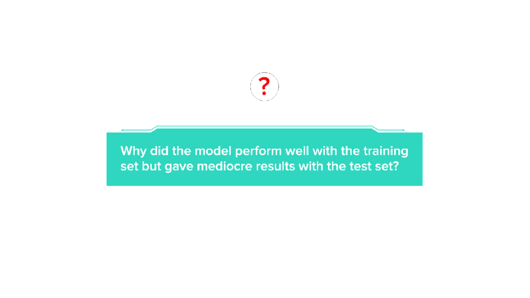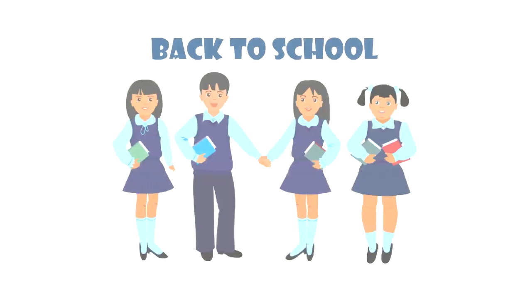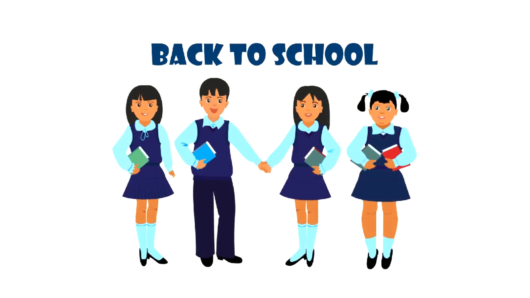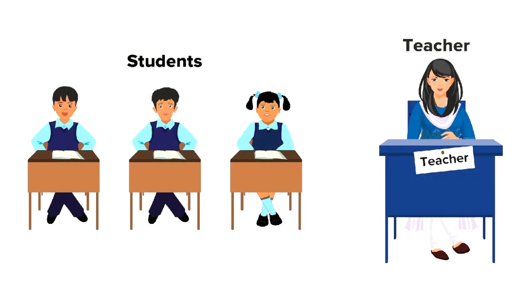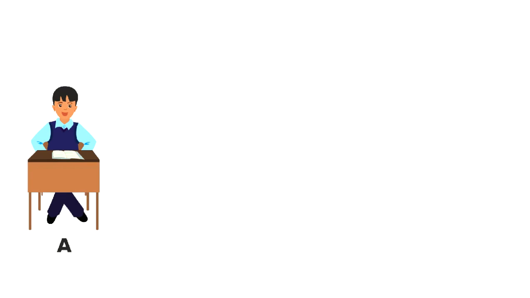So what happened here? Why did the model perform well with the training set but gave mediocre results with the test set? To understand this, we will have to understand a real-life example, and for that, we will go back to school days. Consider a math class setting consisting of students and a teacher. Let's name the students as A, B and C and discuss their behavior one by one.